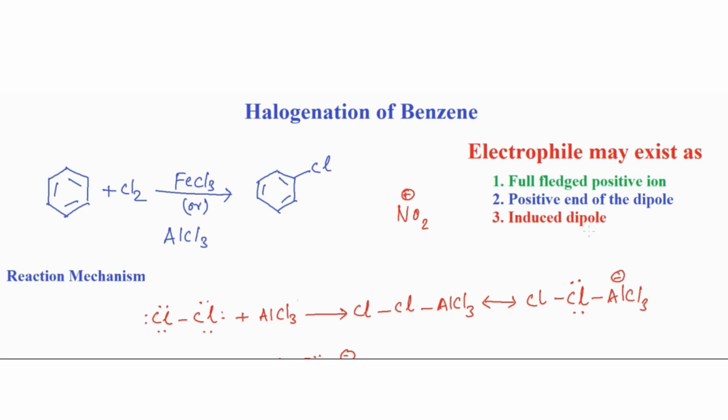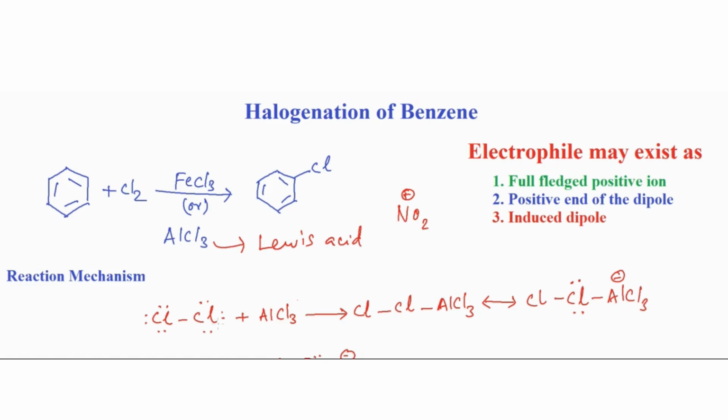Now let's go into the reaction, the halogenation of benzene. This is the general reaction. Benzene reacts with chlorine in the presence of ferric chloride or aluminum chloride and gives chlorobenzene. Here the aluminum chloride or ferric chloride acts as a Lewis acid. As you know, a Lewis acid can accept a pair of electrons. Now we are going to discuss how the Lewis acid is involved in the halogenation of benzene.